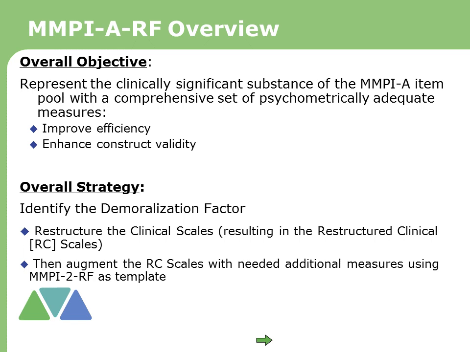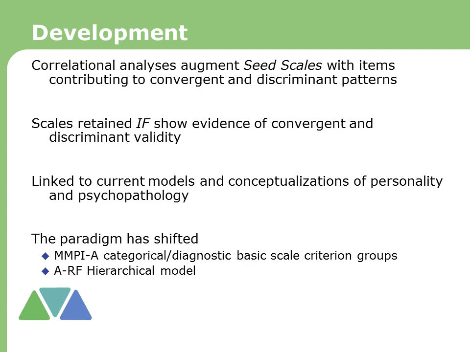The overall objective was to increase the efficiency of the MMPI-A-RF by increasing its construct validity and particularly by increasing its discriminant validity. The overall strategy was to identify the demoralization factor, restructure the clinical scales, minimizing the influence of demoralization, and then augment the RC scales with additional measures such as the specific problem scales and the PSY-5 scales, using the MMPI-2-RF as the template. We used correlational analysis to augment the seed scales, in other words, the seed concepts of the RC scales. Scale items were retained if they produced increased convergent and discriminant validity and alpha coefficients.